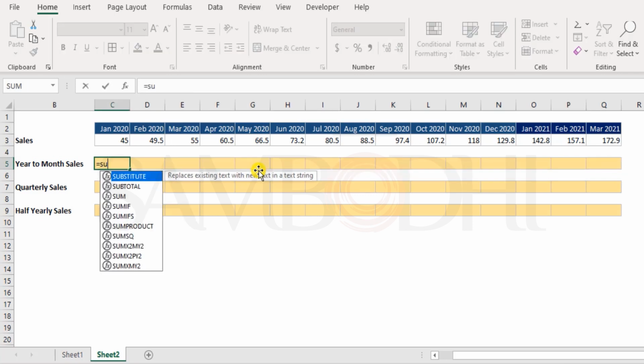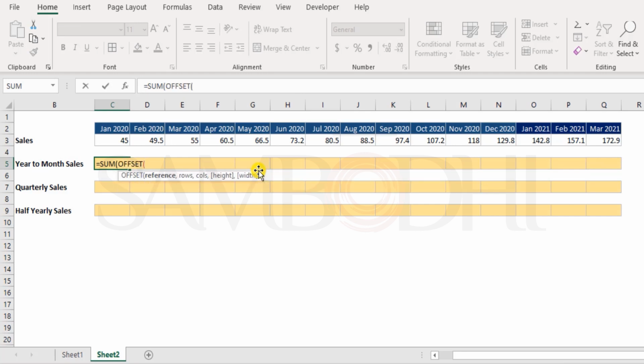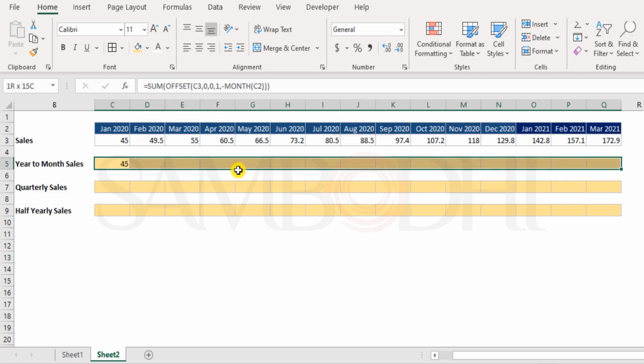So I would say sum offset, and under the offset function, we'll have this as the starting point. And I do not want the function to move by any number of rows and neither by any number of columns. Now the height would be 1 because we are focusing on just one row. Now when we say the width, here I would say minus month function and C2. Now let me explain what exactly is happening here. But first let me close the bracket and show you the result of how this works. First let me show you the output.